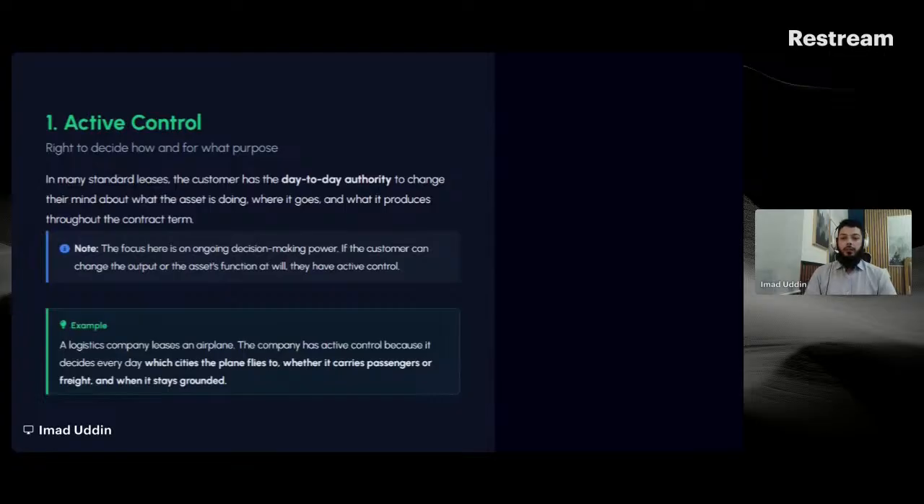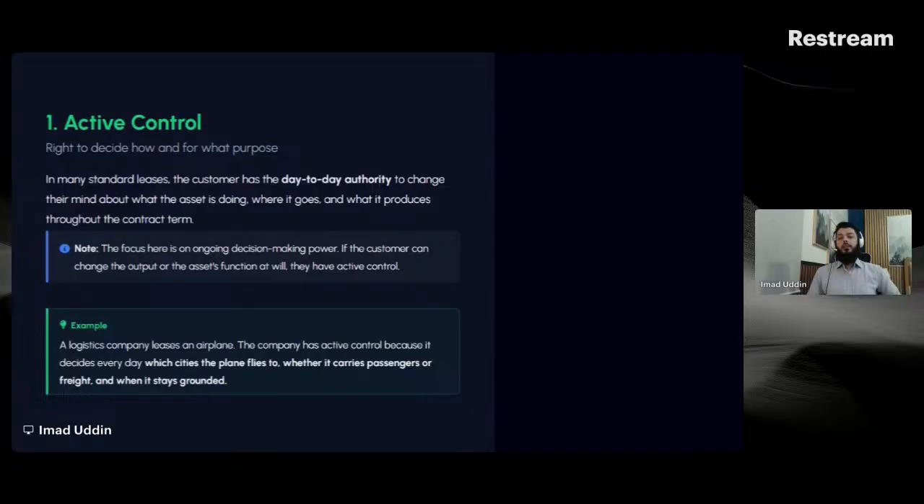So let's look at what active control really means. This is what normal standard leases look like. The customer has the day-to-day authority to change their mind about what the asset is doing, where it goes, and what it produces throughout the contract term. If you're leasing a vehicle, you can decide what road to drive on, what to carry on it, and for what purpose to use it. The focus here is on ongoing decision-making power. If the customer can change the output or the asset's function at will, they have active control.